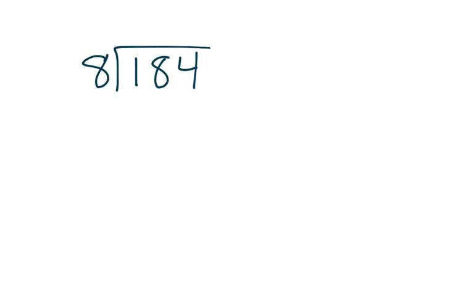So here we have a problem, 184 divided by 8. Now, we're used to seeing these problems like this. It means the same thing. The only difference here is that our dividend is inside of our house instead of the first number. But we would read this problem as 184 divided by 8, even though the number 8 comes first.